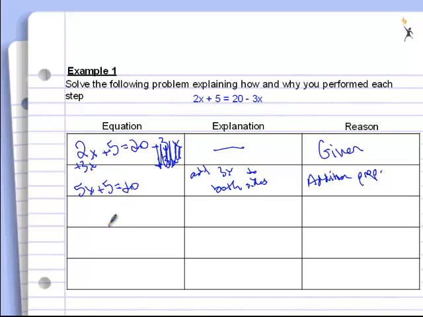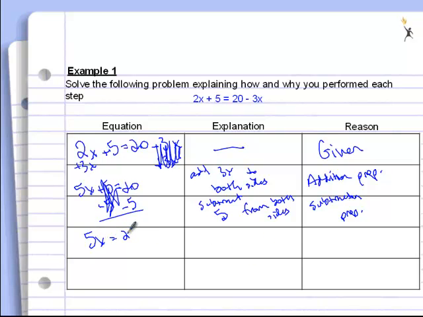And now what's the next step going to be? Well, it's going to be to move this positive 5 to the other side. So the way I move this positive 5 is by subtraction. And so I'm going to subtract 5 from both sides. And what allows me to do that is the subtraction property. When I do that, the 5's cancel out. I'm left with 5x equals 20 minus 5, which is just 15.